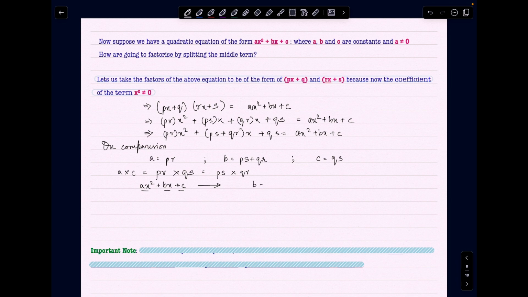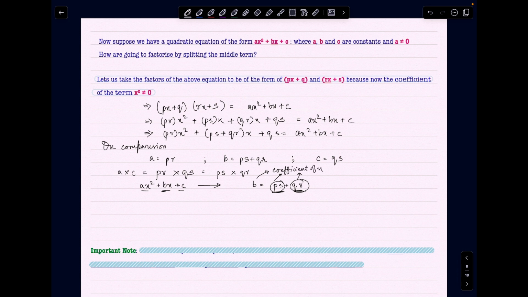I have to split b into two terms, ps plus qr. Okay, ps is one term, and qr is one term. Understood? This is one number, p into s is one number, and q into r will give me one number. Okay, that is equal to the b part, the coefficient of x. B is the coefficient of x.